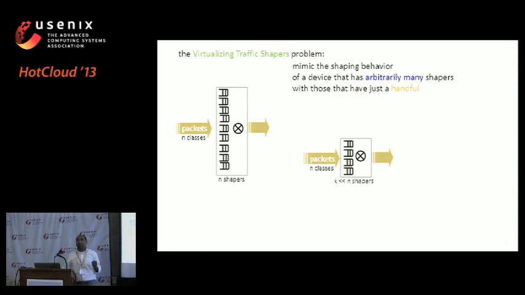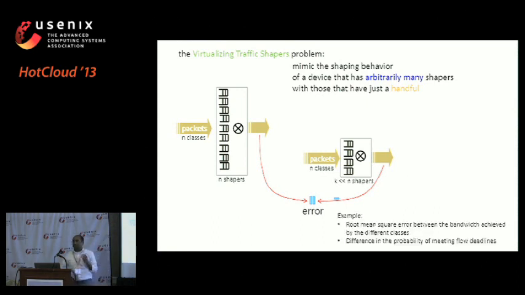How do we measure this shaping? We look at the output of a switch. This might not be just one, this might be an end-to-end one. We look at the output profile of the shaper and the output profile of our modified shaper, and we'd look at the error. Some example errors could be, if you're doing bandwidth carving, root mean square error between the bandwidths that you get by using just a few shapers versus what you'd have gotten in the ideal case when you were explicitly rate limiting everybody. Or it could be a difference in the probability of meeting deadlines.